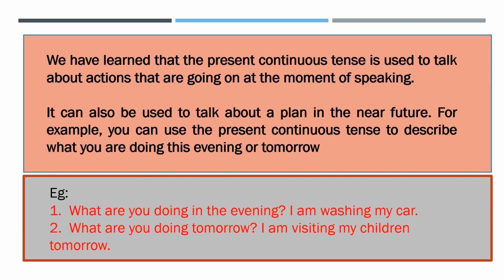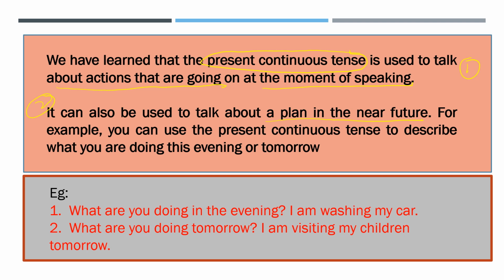Okay, we have learned that the present continuous tense is used to talk about actions that are going on. This is to remind us. Just now I mentioned that present continuous tense is used to talk about actions that are going on at the moment of speaking. That is the first one. The second one is that it can also be used to talk about a plan in the near future. Remember the time frame just now in our previous slide? It can be used if we are talking about a plan in the near future.